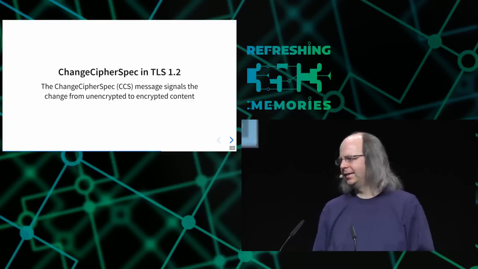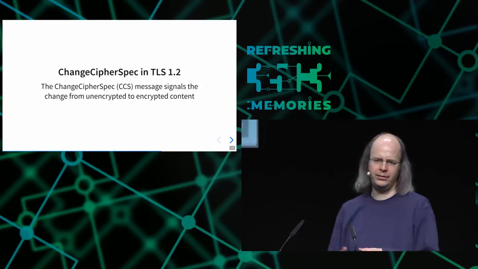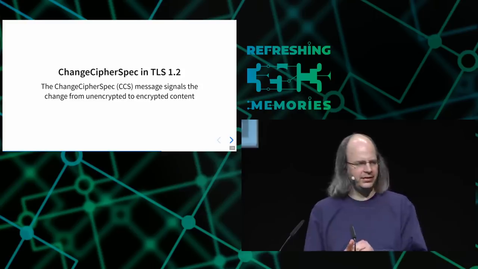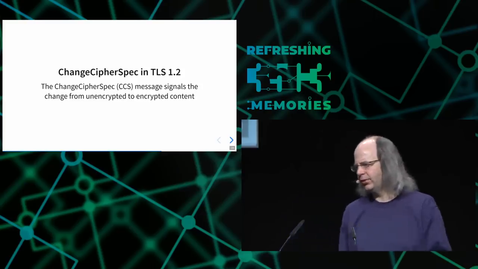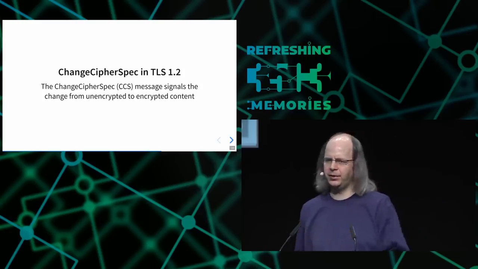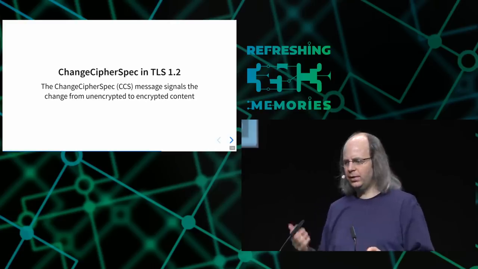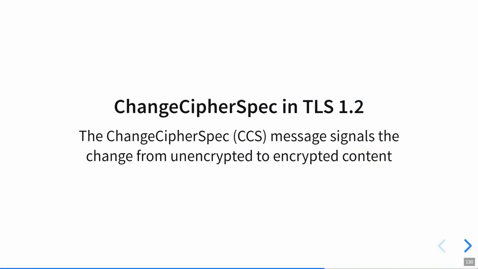And the main thing was they introduced some bogus messages from TLS 1.2 that were just supposed to be ignored. One such message is the so-called change cipher spec message in TLS 1.2, which originally didn't exist in 1.3 due to this new handshake design. And this message in 1.2 signals that everything from now on is encrypted.